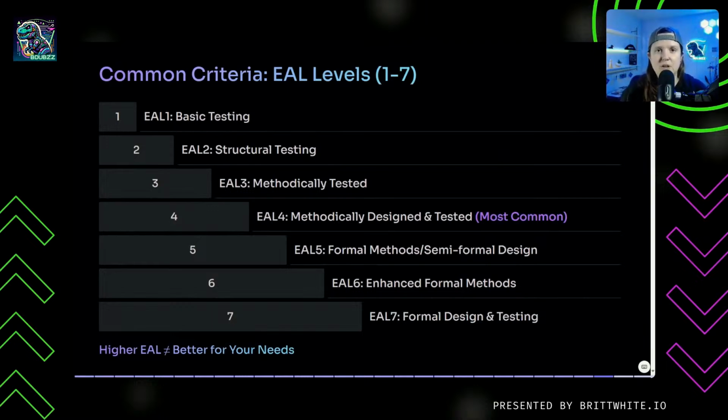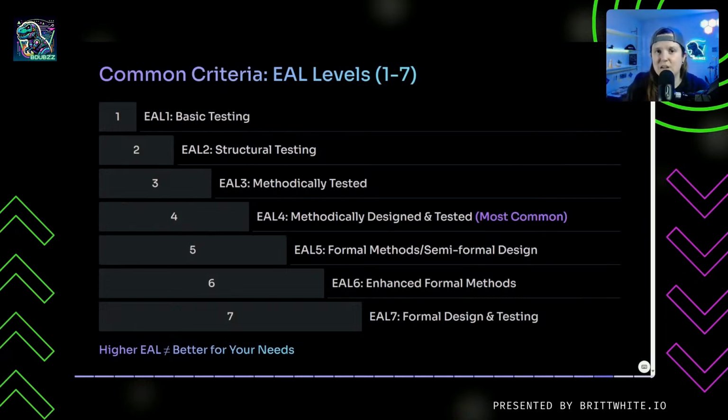EAL 5 starts getting into the heavy-duty stuff with more formal methods. We're talking mathematical models and rigorous analysis in the design and testing process. EAL 6 takes it up another notch, with even more rigorous verification methods.